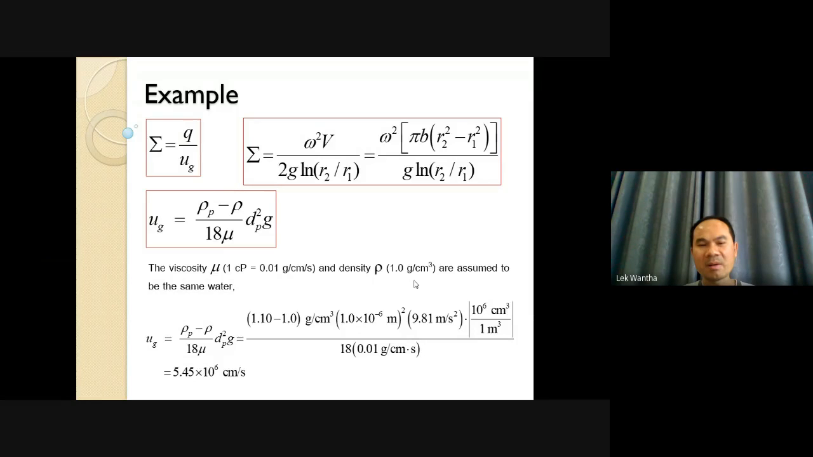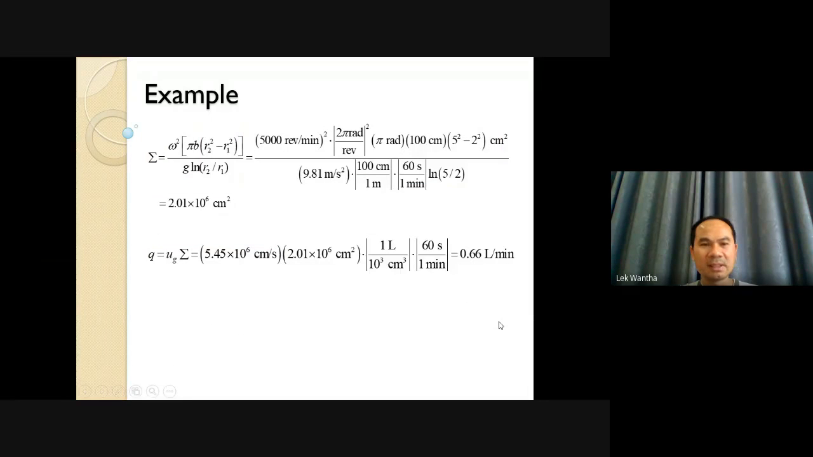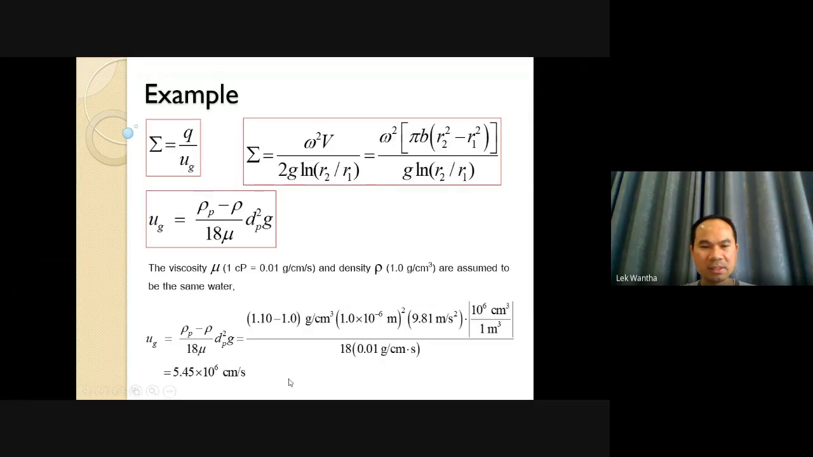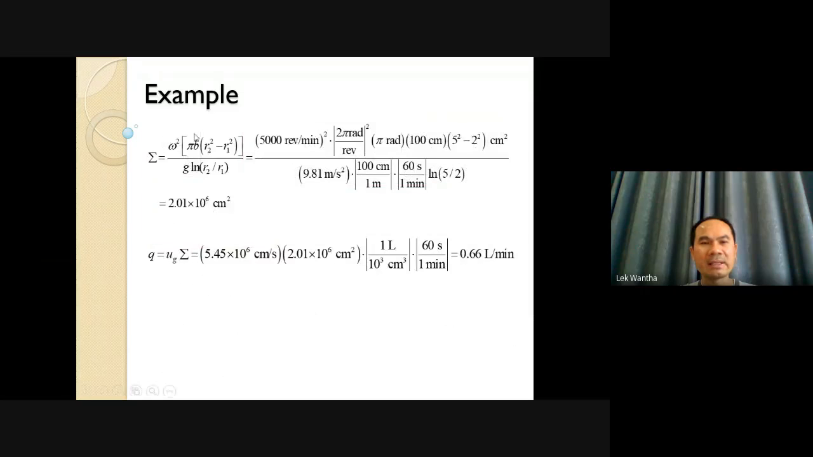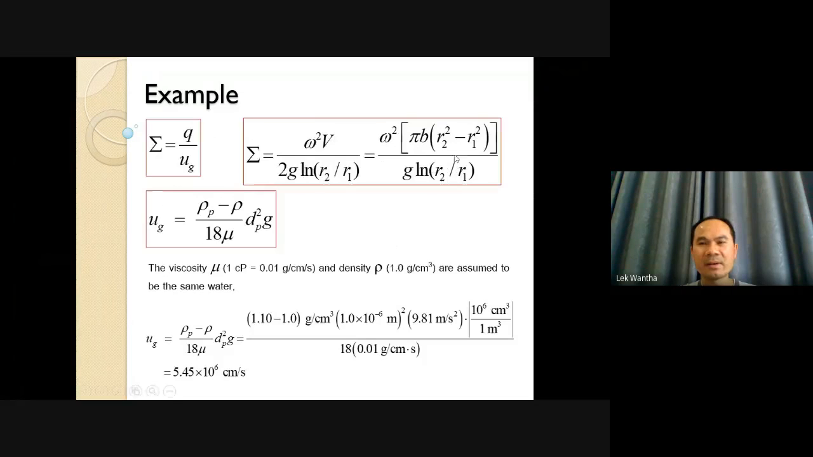The first step, you calculate UG. You know rho P, you know rho of water, this rho particle, right? And the diameter of the particle, and G divided by viscosity, and then you change the unit. And then you get UG, this term. And then you calculate sigma. For sigma, for the tubular bowl, we use this.